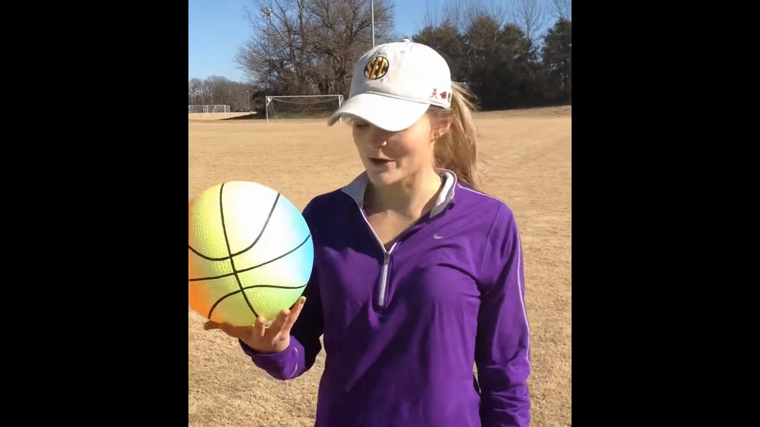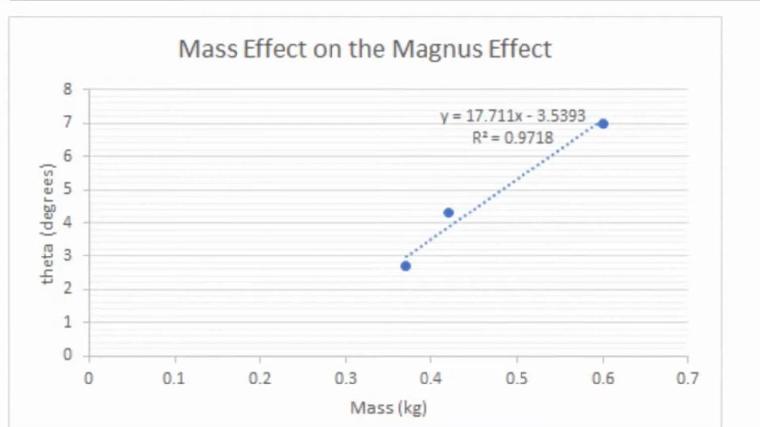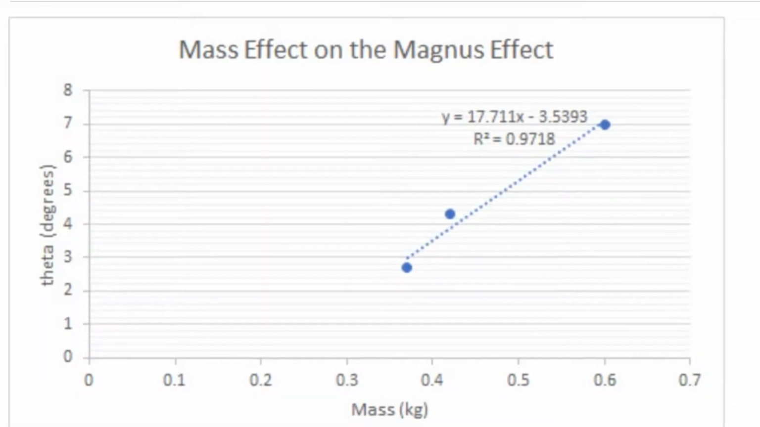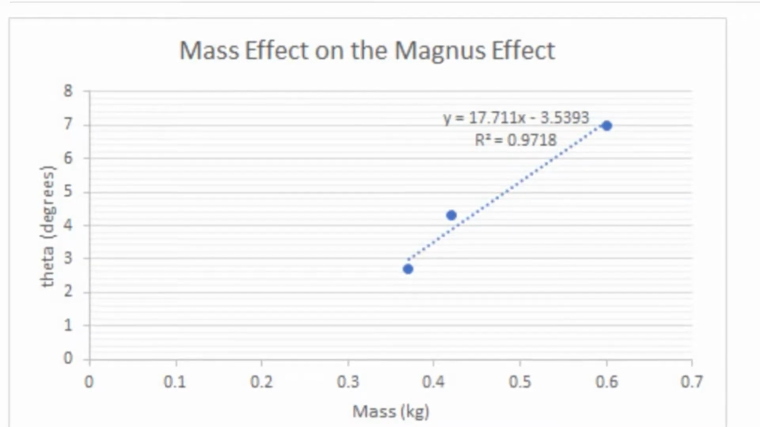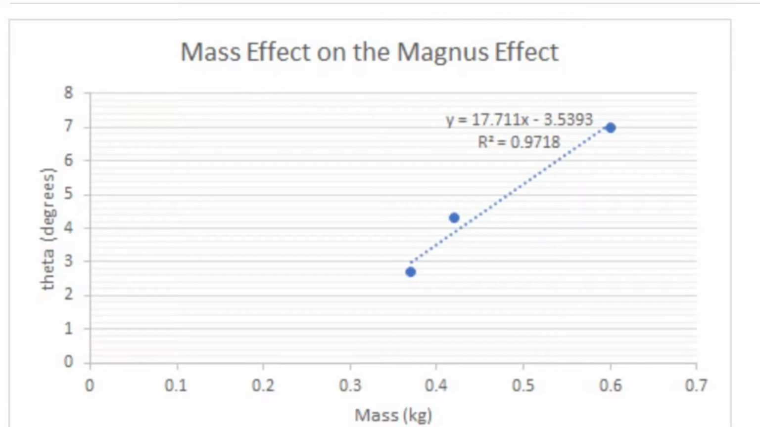In our experiment, this one had the lightest mass, and it didn't work with curving, so we're going to avoid this in our data points and just map the other three balls. These were the results for how the Magnus effect was influenced by different masses. In conclusion, as mass increased, theta also increased with a positive linear relationship.